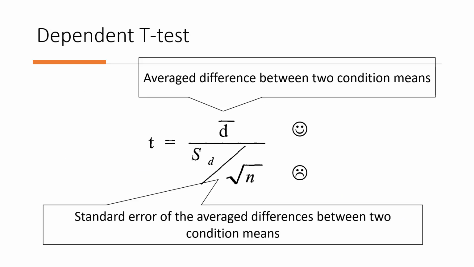This is how you calculate the t-value in a dependent t-test. Explained variability is calculated by averaged differences between means of pre-test scores and means of post-test scores. Unexplained variability is calculated by standard error of differences between those two condition means.